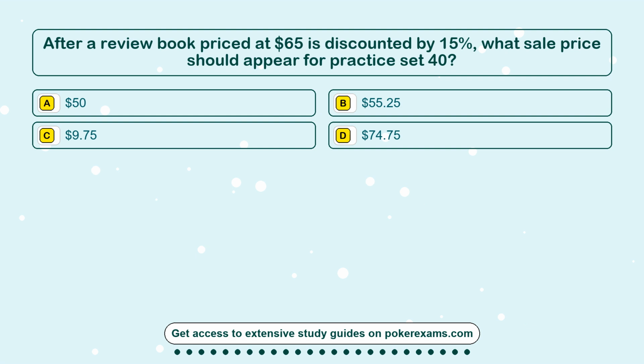Question 3. After a review book priced at $65 is discounted by 15%, what sale price should appear for practice set 40? Option A $50. Option B $55.25. Option C $9.75. Option D $74.75.